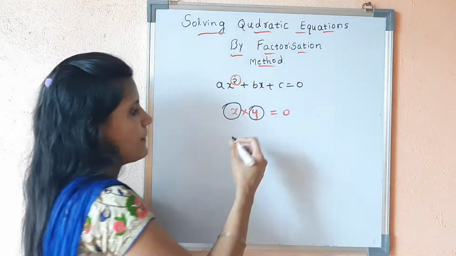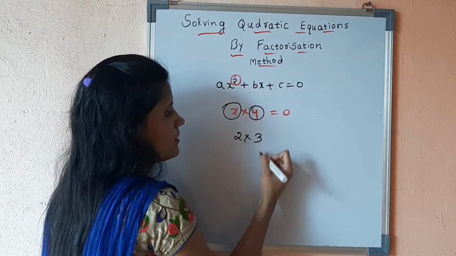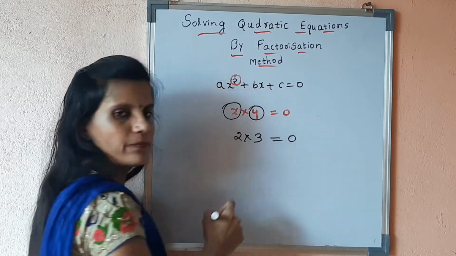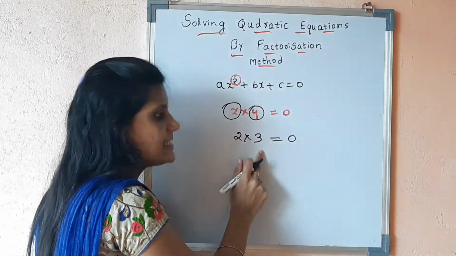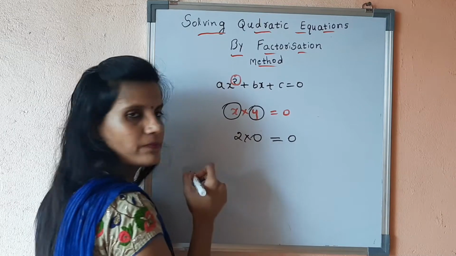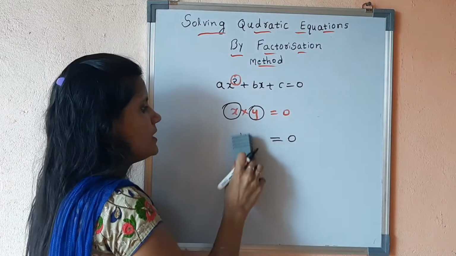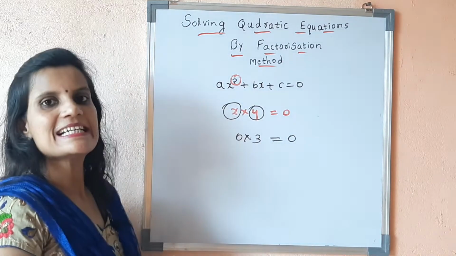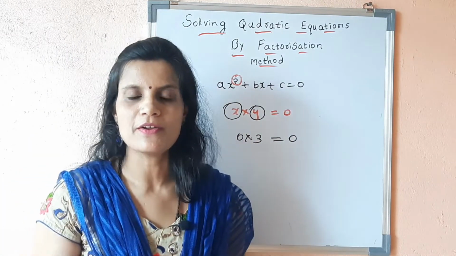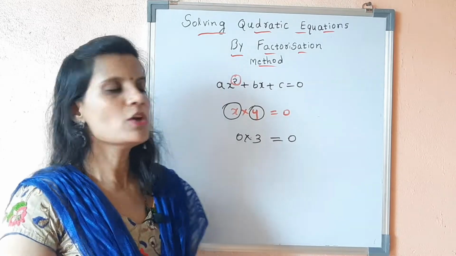Suppose 2 into 3, okay, if I write 0 as the answer, but 2 into 3 is 6. In this case, either this should be 0, or this should be 0. Then only we will get a product as 0. That one only we are going to learn in a factorization method.